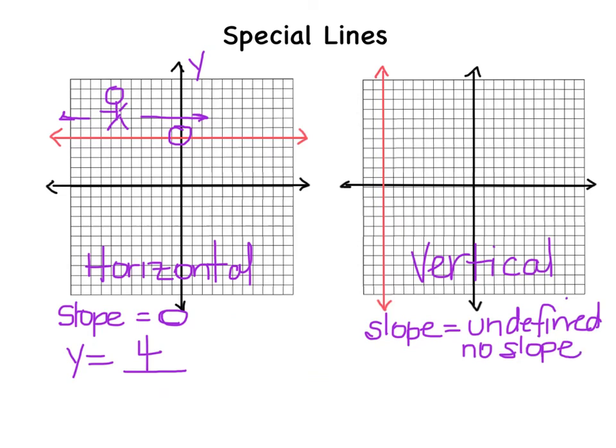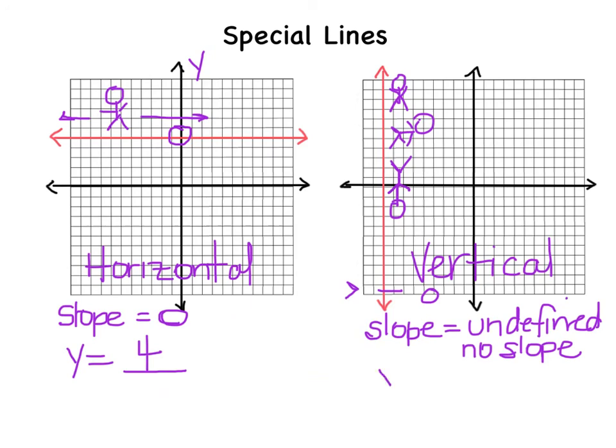What I always say here is if I try to ski down this line, by the time I get to the bottom, my legs are going to be over here, my body's going to be here, my head's going to be here. I'm going to be an undefined body. So the slope of a vertical line is undefined.